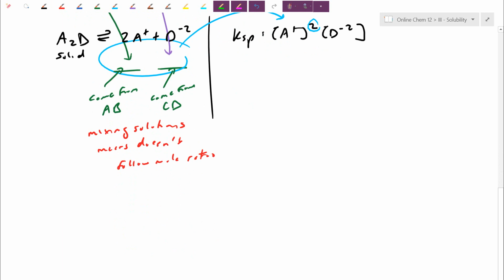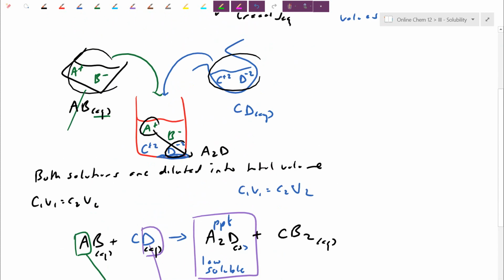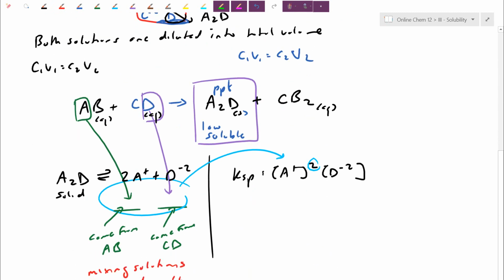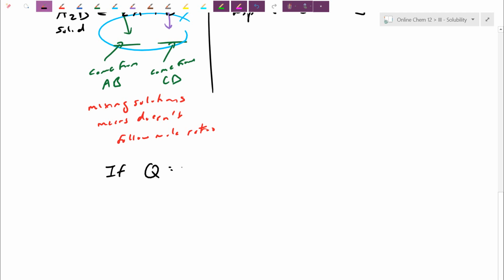Let's do our test value there. I'm going to call it Q, you can call it TIP if you like. When I mixed in these amounts of AB and CD, even after the dilution, after the mixing, if it perfectly matches, where the A and the D, when I multiply them, if the Q perfectly hits KSP, my trial value is exactly what it should be at equilibrium. This tells you my solution is currently at equilibrium.